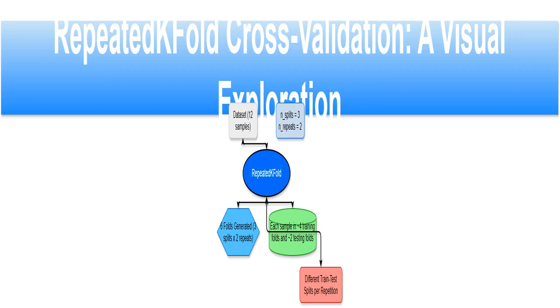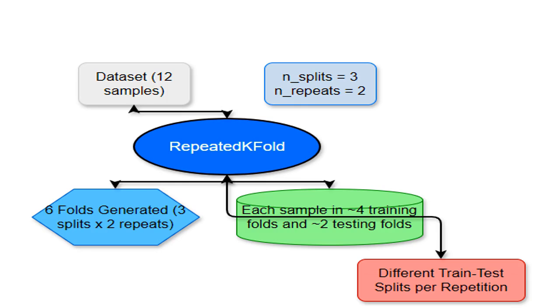I'll use visuals to explain how RepeatedKFold works. Think of it like repeatedly shuffling a deck of cards, your data, and dealing them into several hands, folds, multiple times. Each deal represents a different repetition. We have 12 data points. Imagine these as 12 unique cards in your deck.